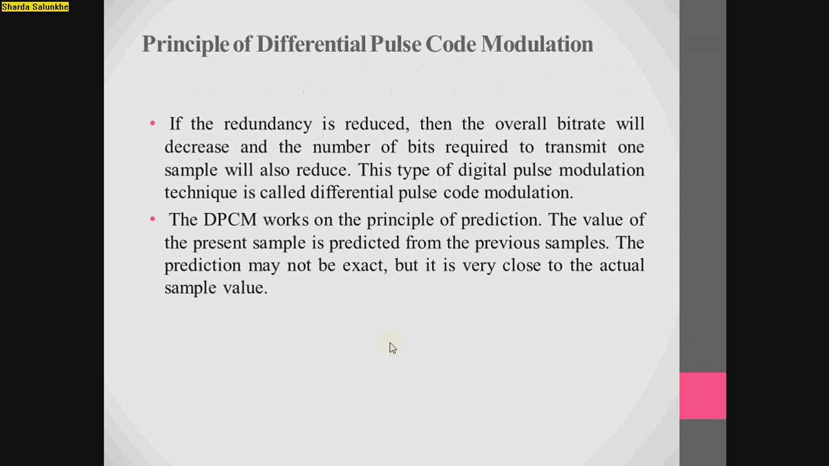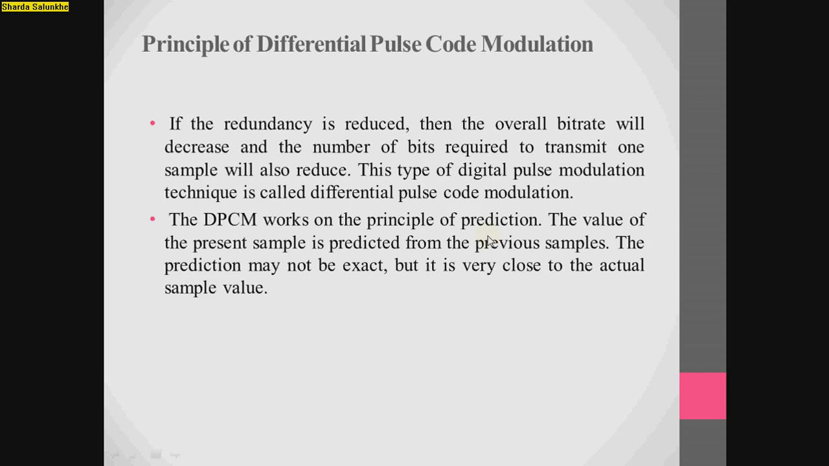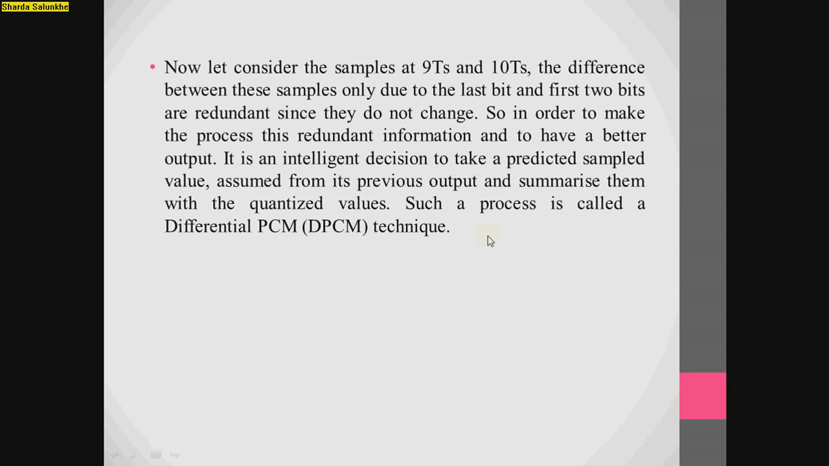Now let us consider the sample at 9Ts, that is 101, and the sample at 10Ts. The difference between these samples is only due to the last bit, and the first two bits are redundant, since they do not change.